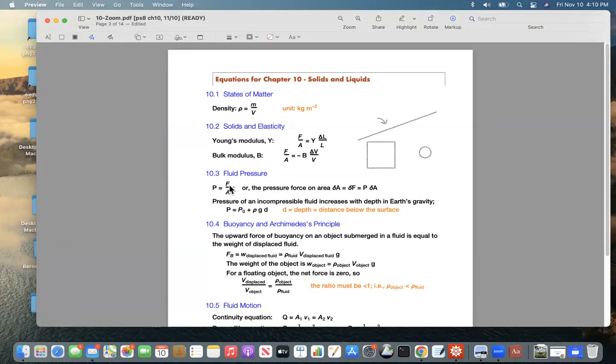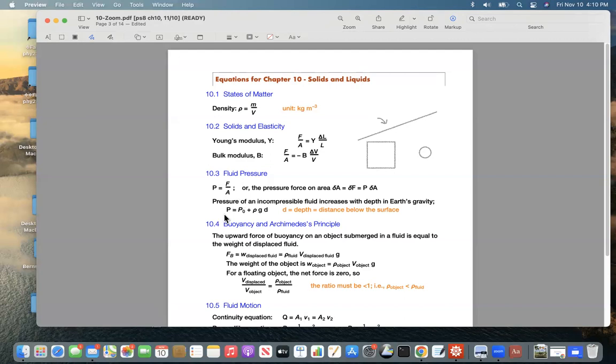Now that's given a special name. A Newton per meter squared is called a Pascal, named for Monsieur Pascal, French scientist of the, I guess, probably 18th century.